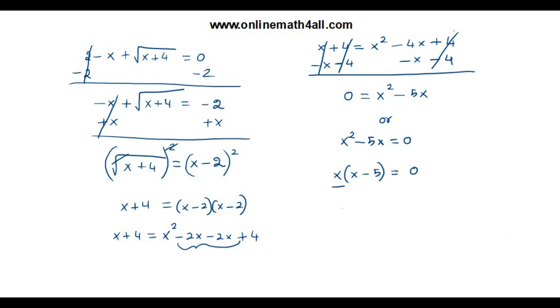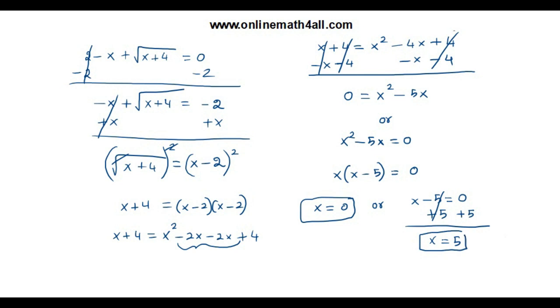Now the product of these two values is equal to 0. Whenever the product of two values is equal to 0, either the first value can be 0 or the second value can be 0. So we have nothing to do with this one because it says x is equal to 0. So if you solve this equation, I have to add 5 to both sides to solve for x in this equation. So I get x is equal to 5. So we get two values for x in this equation. One is x is equal to 0 and the other one is x is equal to 5.